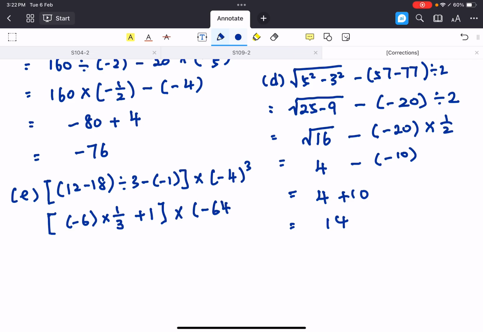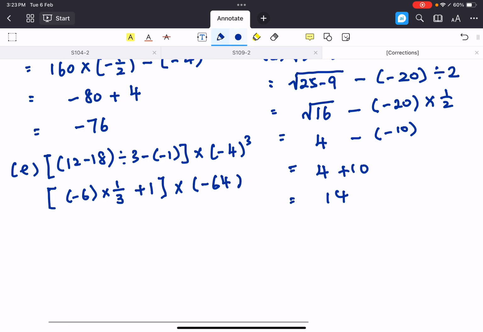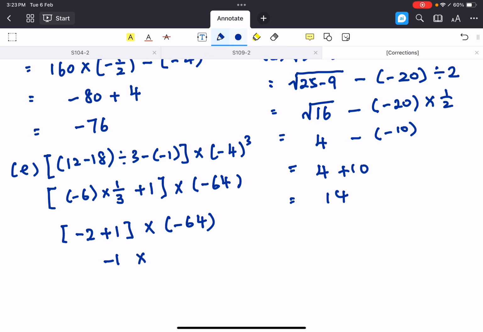Let's double check on the calculator real quick. And, oops, that's correct. Okay, so from here we can continue. Negative 6 times 1/3 is negative 2 plus 1 times negative 64, which gives us negative 1 times negative 64, which gives us 64.